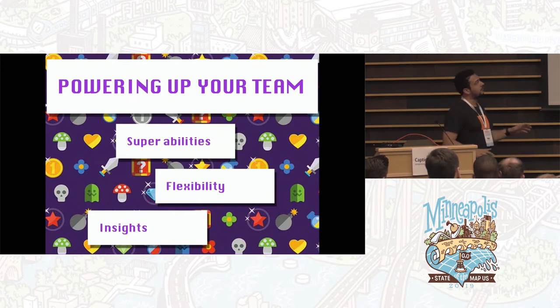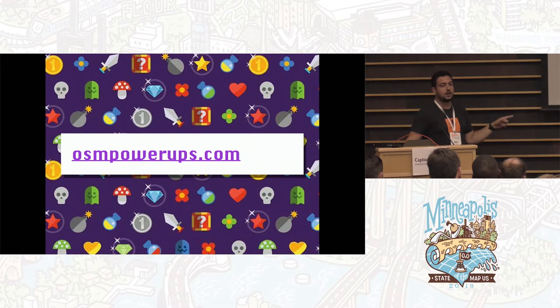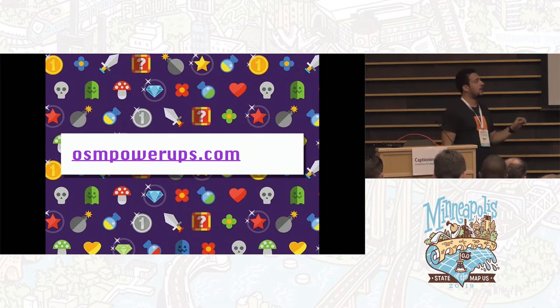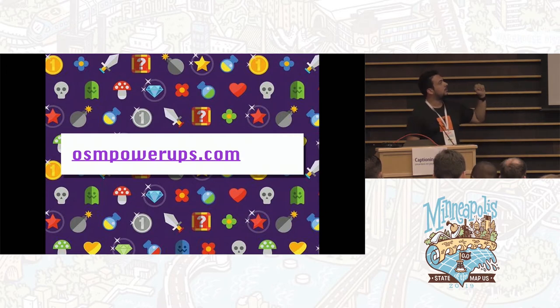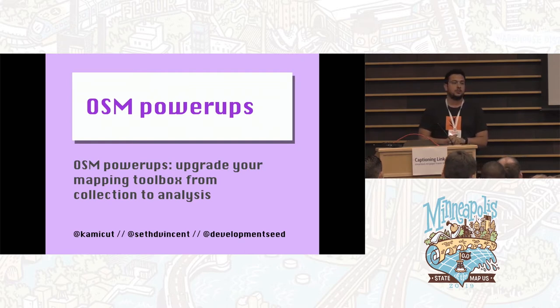Right now, we're talking about software and all of this is open source: OSM Seed, Observe, Scoreboard, and OSM Teams. And if you missed something that I said or that Seth said, you can go to osmpowerups.com. There's going to be a link to each of these and you can actually check out all of the work that Development Seed has been doing. That's pretty much it. If you have any questions for Seth or I, that's all.